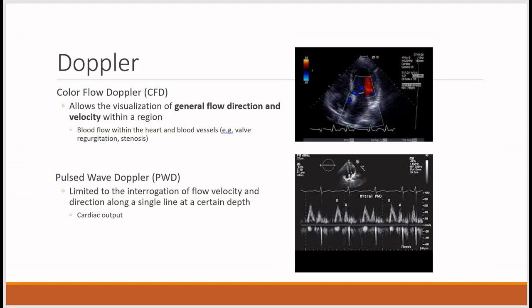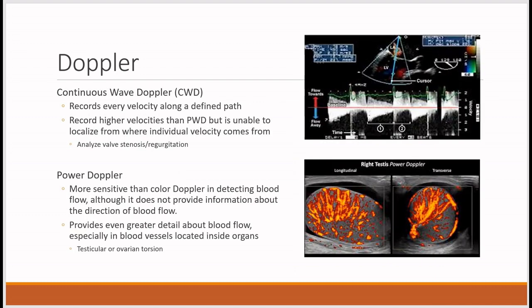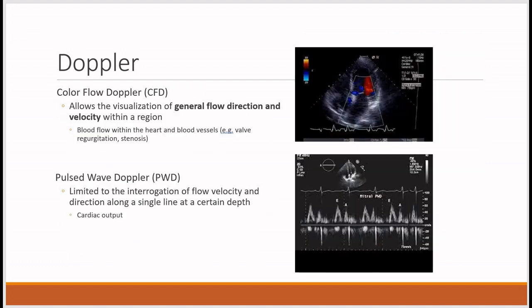Next, we'll talk a little about Dopplers. So we have color flow Doppler, pulse wave Doppler, continuous wave Doppler, and power Doppler. And each of these have their own uses and are very powerful. Going back a little bit. So the color flow Doppler, which allows you to see the general flow, direction, and velocity within the region. This is used to differentiate valve regurgitation, stenosis, and the color signifies which direction the blood is flowing.